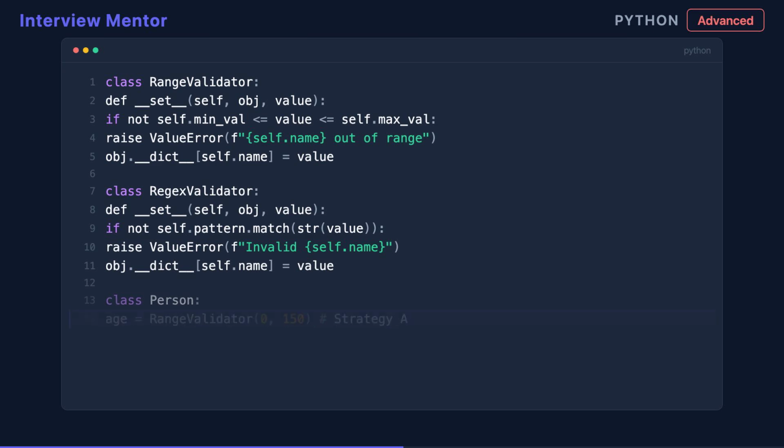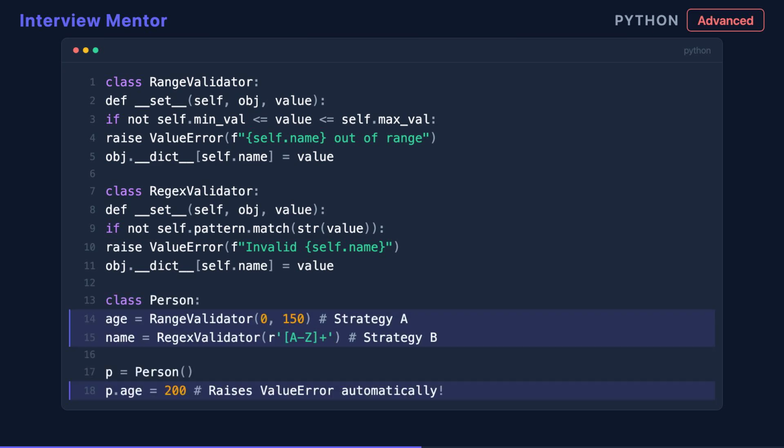Concrete example. RangeValidator and RegexValidator both implement __set__ with different logic. In the Person class, age equals RangeValidator 0 to 150, name equals RegexValidator for capital letters. Setting person.age to 200 raises ValueError automatically. No explicit call needed. That's the advantage over the traditional strategy pattern.